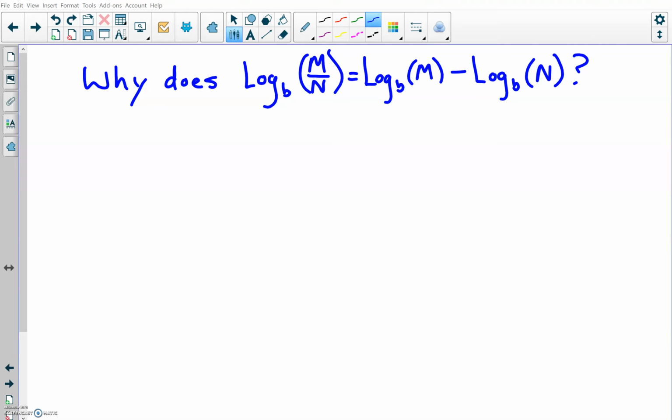In this video, I'm going to answer the question, why does the log of a quotient, m divided by n in this case, equal the difference of two separate logs? What it comes down to is the relationship between logs and exponentials. It's crucial. If you look at the definition of logarithms, they actually define logarithms in a way that relates them to exponentials. It's crucial to understand that.